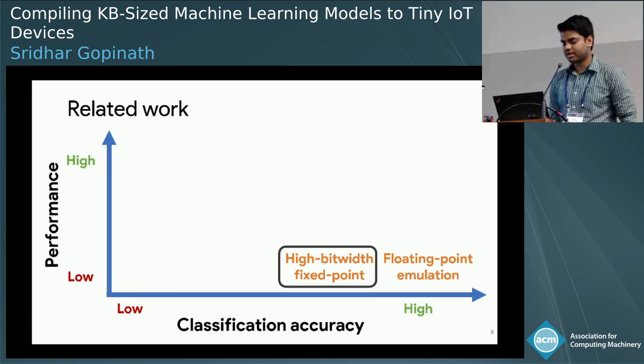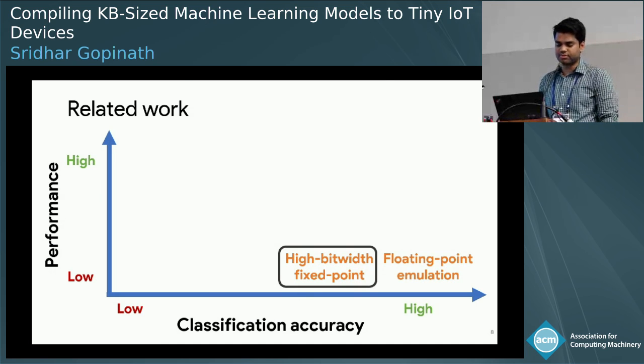One of the popular tools, MATLAB, uses the concept of high-bitwidth fixed point to achieve this goal. They use 64 or 128-bit integers and try to achieve good classification accuracies. But MATLAB-like tools are designed for digital signal processing units, which have hardware support for high-bitwidth fixed point. And on microcontrollers, which lack hardware support for high-bitwidth fixed point, the performance again is really bad.